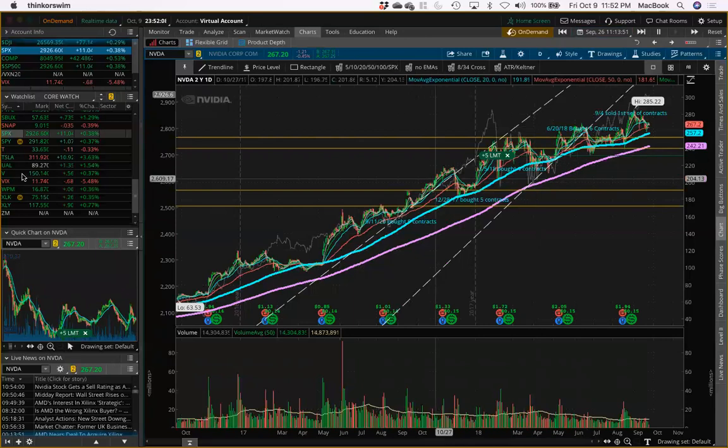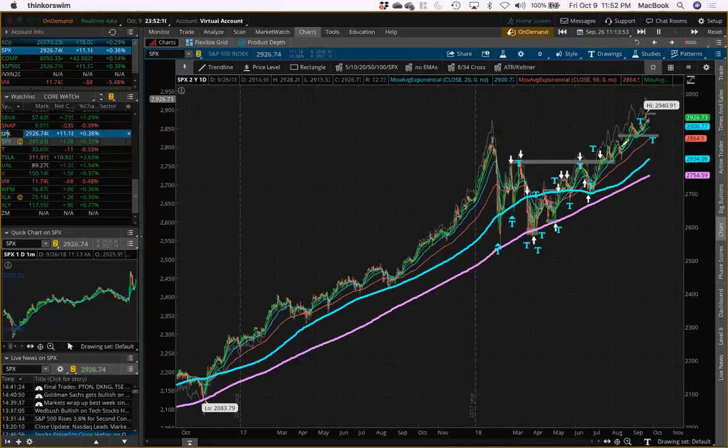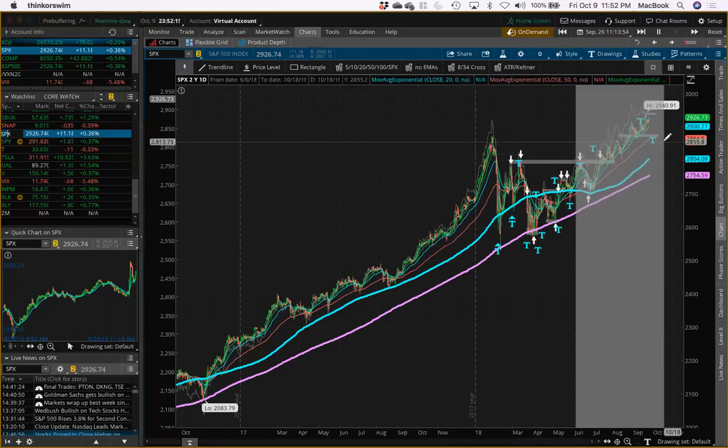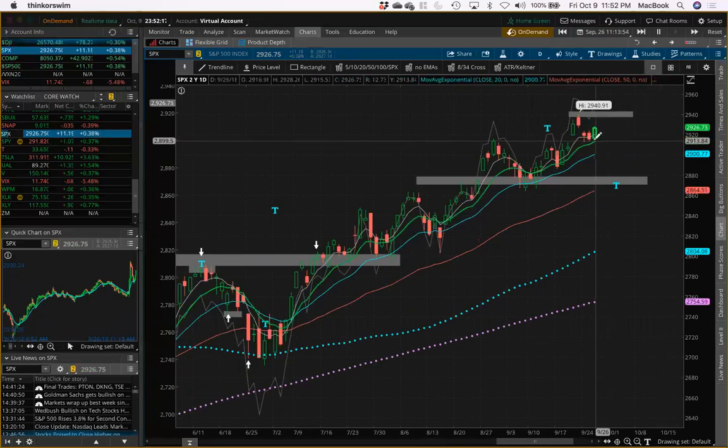Oh, and let's look and see what the S&P is doing. Oh, don't you start acting funny. S&P is looking like it's making their green.